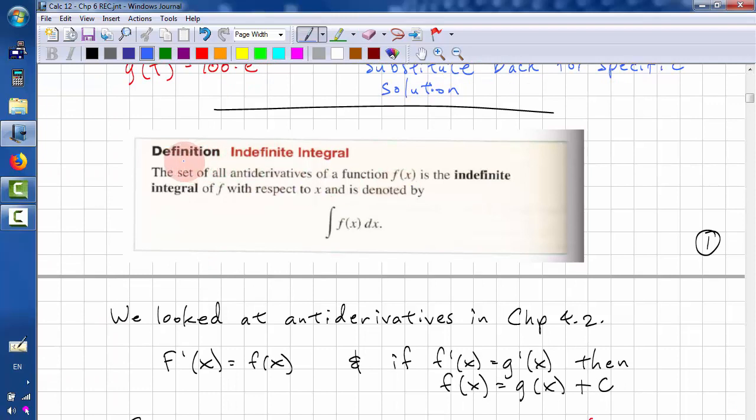Okay, we have another definition, the indefinite integral. You've been doing definite integrals; this is an indefinite integral. The set of all antiderivatives of a function f of x is the indefinite integral of f with respect to x and is denoted by the integral of f of x dx.